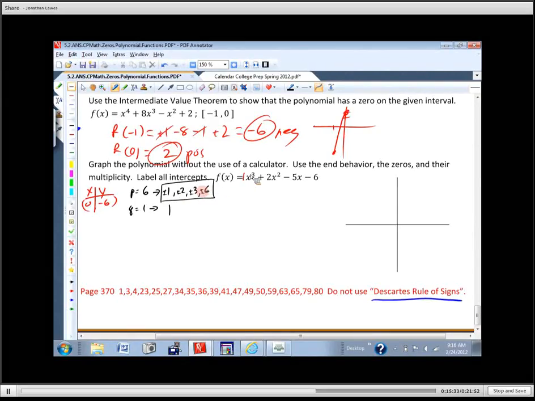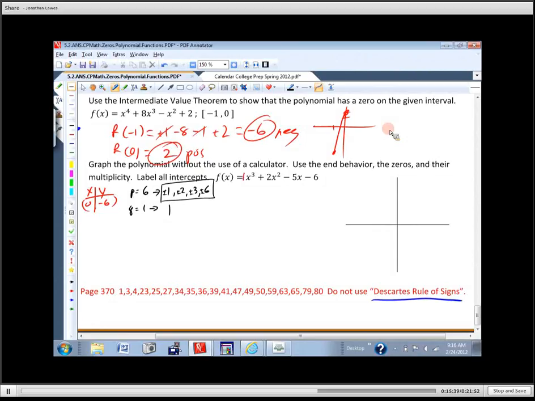Could all 8 of them work? No. At most, how many could work? 3. Now here's the great part. Because it's degree 3, let's see, it's odd. Aren't we guaranteed at least one real zero? Okay. Hopefully it's a nice one. Hopefully it comes from this list. So let's go ahead and check. Should we check and see if 1 works?